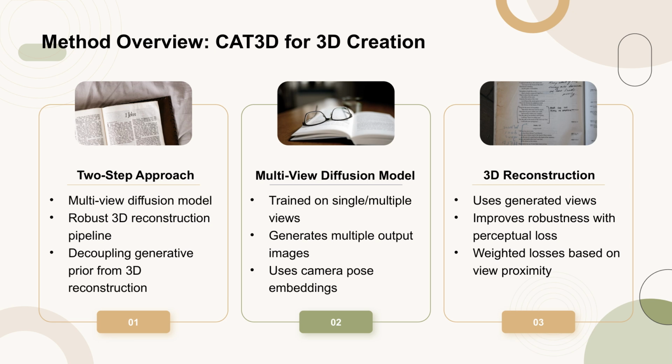First, a multiview diffusion model generates a large number of novel views consistent with input views. Second, a robust 3D reconstruction pipeline processes these generated views. This decoupling enhances computational efficiency and reduces complexity. The multiview diffusion model is trained on single or multiple views to generate multiple output images, utilizing camera pose embeddings. For 3D reconstruction, the model improves robustness by incorporating a perceptual loss and weighting losses based on the proximity of generated views to observed views.